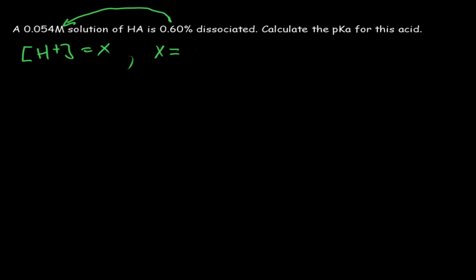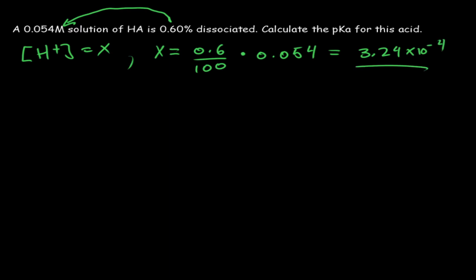So 0.6% is 0.6 divided by 100. And we multiply that by 0.054. And we get a value of 3.24 times 10 to the negative 4. So we know that our X value is 3.24 times 10 to the negative 4 molar, which is the concentration of our protons, right? Because we simply calculated how much was dissociated from the initial concentration. The next thing to do is to calculate the pKa.